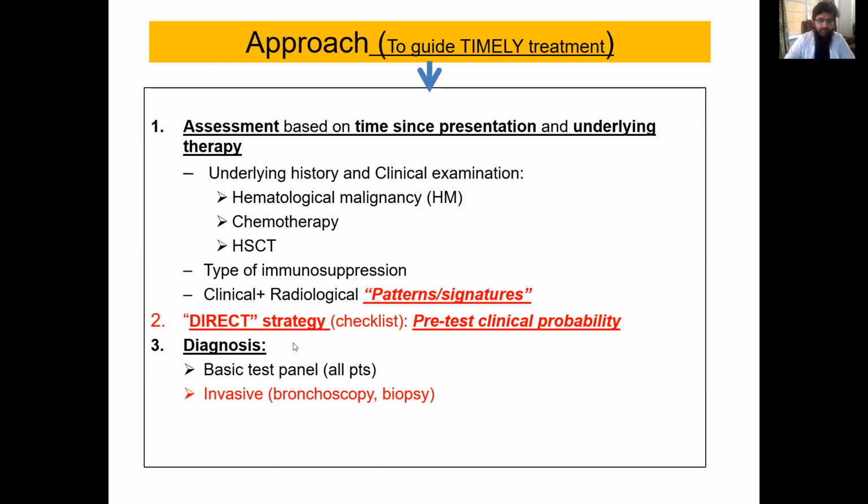Then there's a mnemonic known as the DIRECT strategy. It's like a checklist, which helps us to guide the underlying tests for this problem. It's like a pre-test clinical probability. So this is a problem, and these are the tests we can send in the patient. And then there's a diagnostic panel. One is a basic panel, which all immunocompromised patients need to have. So we go through this panel, and then an invasive panel, that is bronchoscopy and biopsy, which specific patients need to undergo.